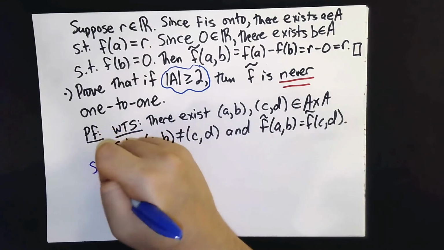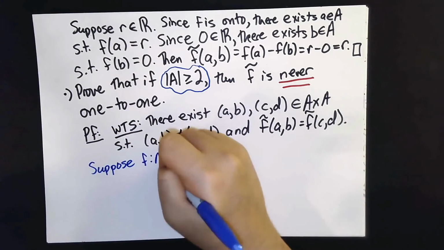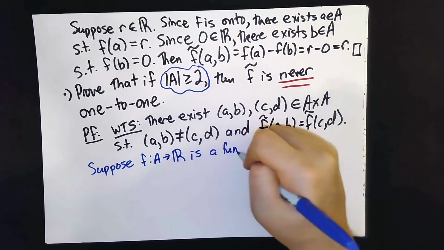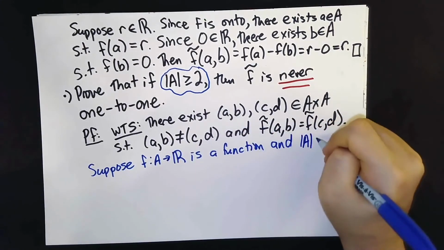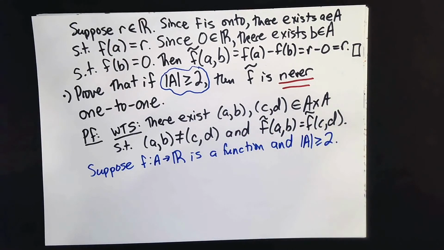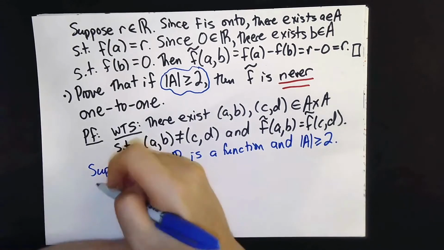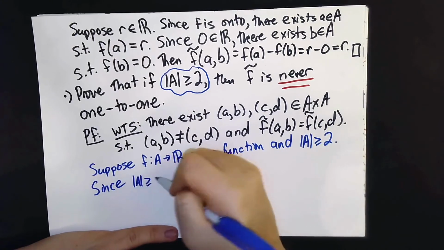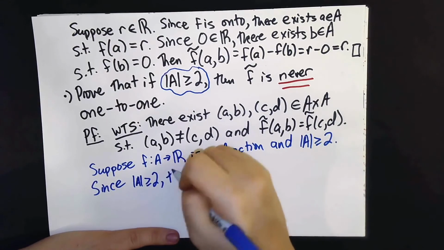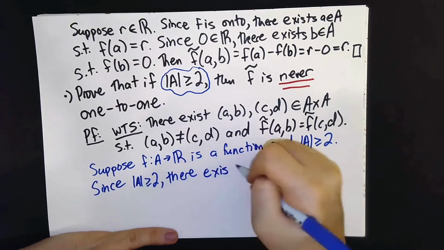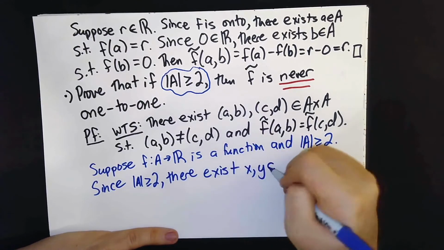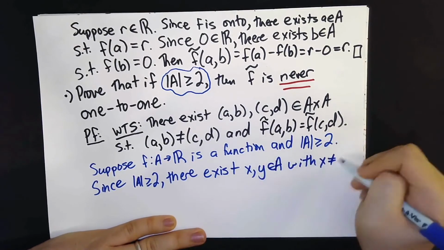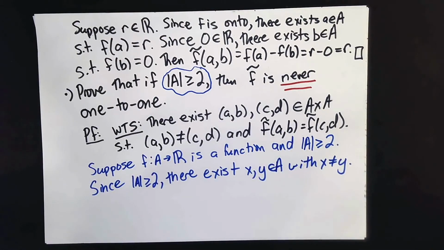So we're going to suppose here that f from A to R is a function, and the size of A is at least as big as 2. Again, it could be infinite, just has to be at least as big as 2. And now, since the size of A is at least as big as 2, there exist, let's call them, 2 elements x and y in A with x not equal to y. It's not a lot, but it's all we have. 2 elements in A that are not equal to each other.